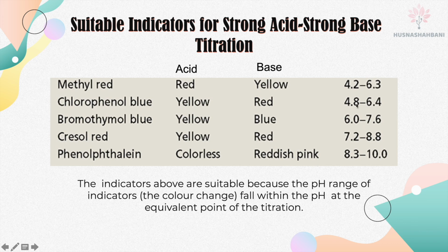These are the pH ranges for each of the indicators. So the indicators above are suitable because the pH range of the indicators' color change falls within the pH at the equivalence point. The equivalence point for a strong acid, strong base titration is 7. So select the indicators whose pH range falls at almost 7, or slightly above 7, or in between 7, like these five indicators.